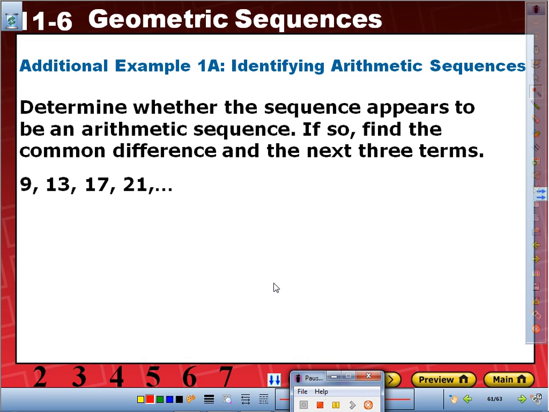Pens down, eyes up here. Here it goes. It says, focus please. Determine whether the sequence appears to be an arithmetic sequence. If so, find the common difference and the next 3 terms.